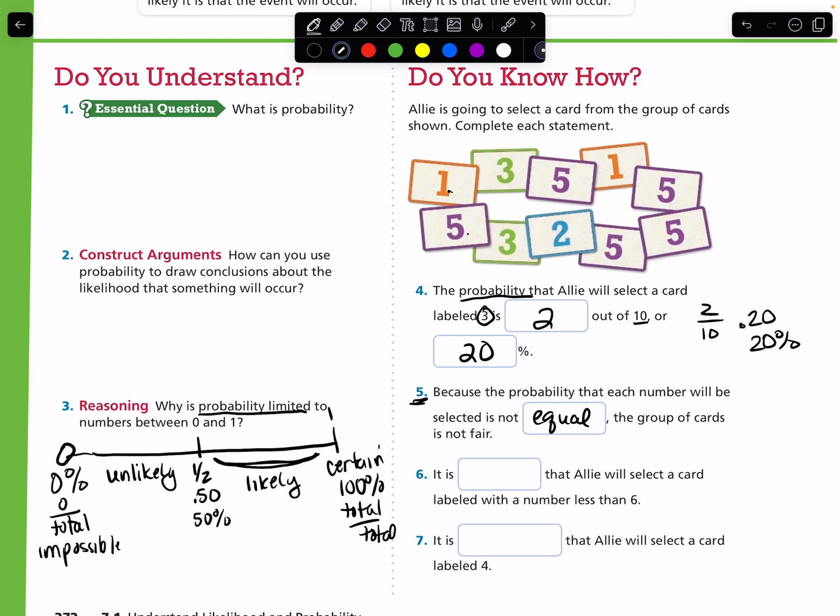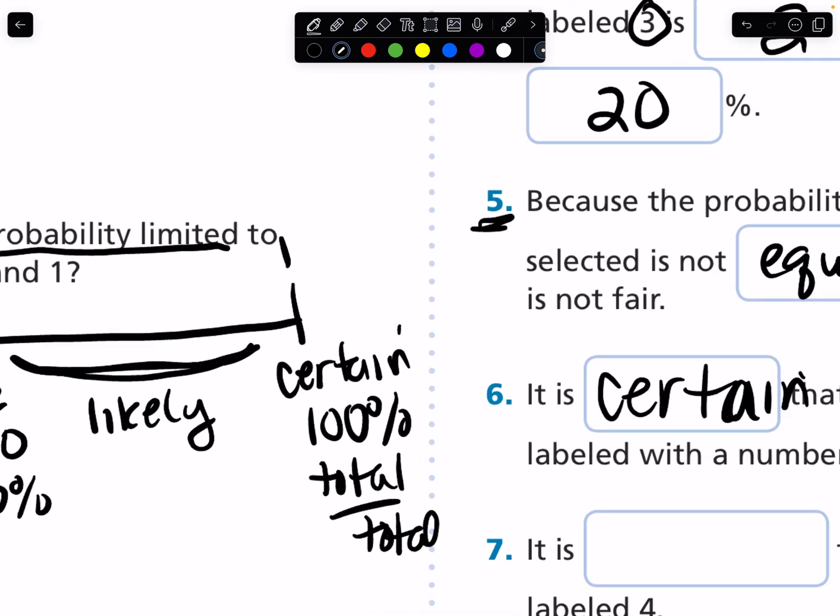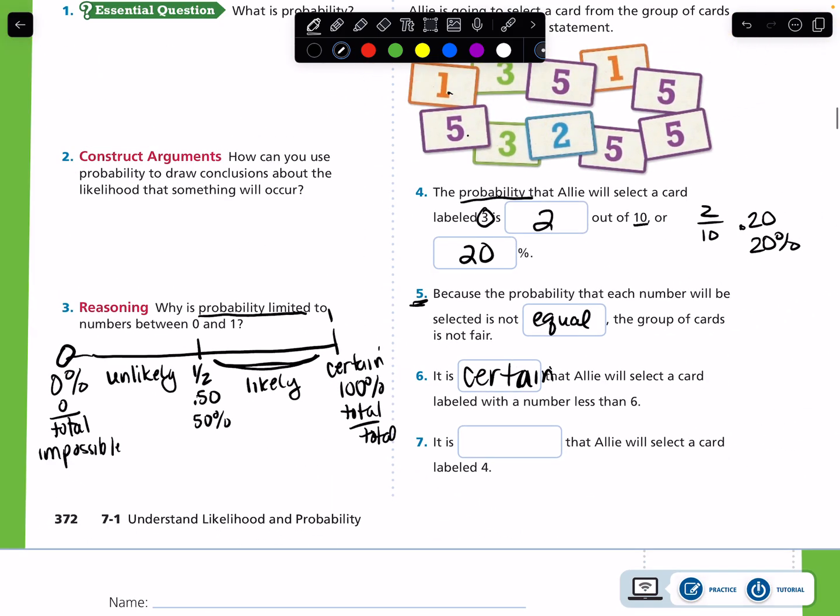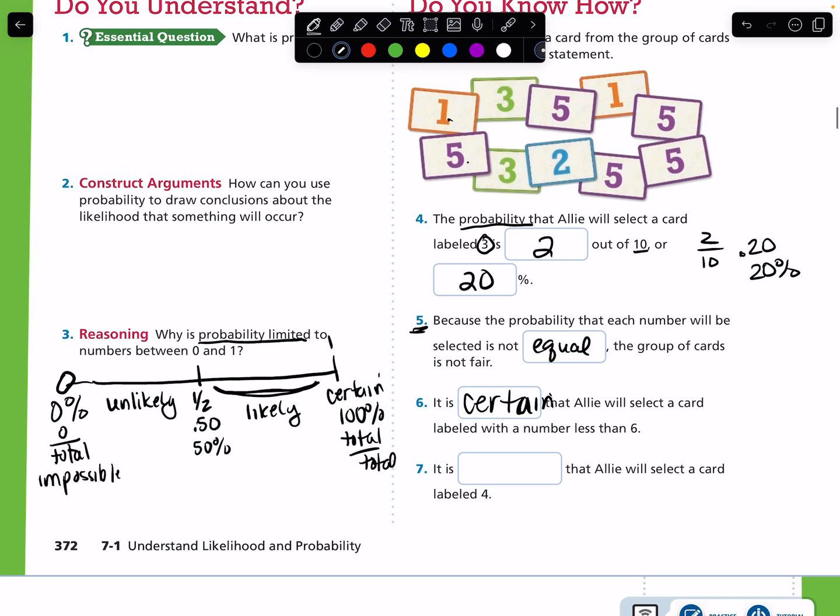It does say, however, looking at number 6, it is blank that Allie will select a card labeled with a number less than 6. So if we look at all of those cards up there, they are all less than 6. So it is certain. And I'm getting that from over here. It's certain. It's 100%.